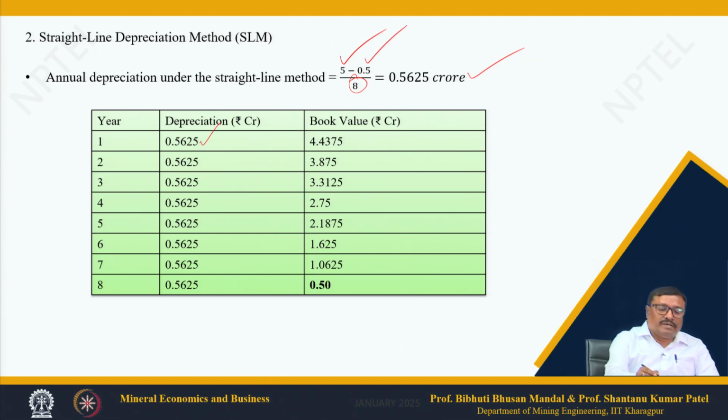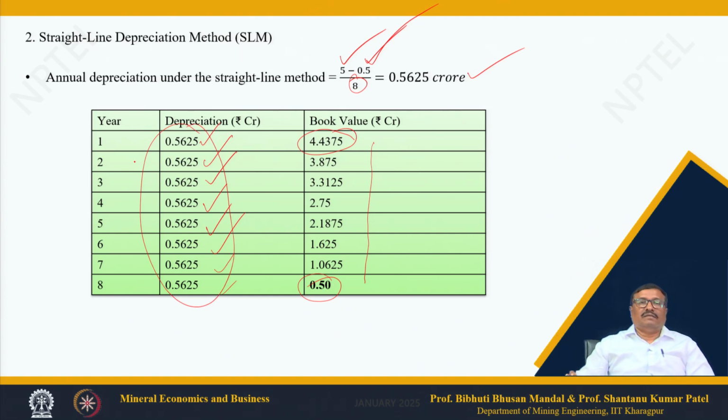So, the depreciation in the first year is 0.5625, and the book value is reduced accordingly: 5 crore minus 0.5625, you get the book value here. Similarly, you go on, every year you depreciate the same amount and the book value goes down, down, down, and since it has taken care of the salvage value, at the end of the 8th year it is just equal to the 0.50 salvage value. But here the depreciation is flat, and it is the straight line method depreciation.